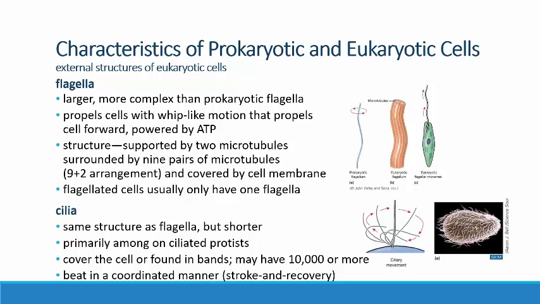Flagella in eukaryotic cells are much more complex and they're larger than prokaryotic flagella. And unlike prokaryotic flagella, which drag their owner through the fluid medium that they are in, eukaryotic flagella propel their owner forward. So as the whip-like flagella waves back and forth, this pushes the cell in the opposite direction. So it whips back and forth this way, and the cell travels in this direction.